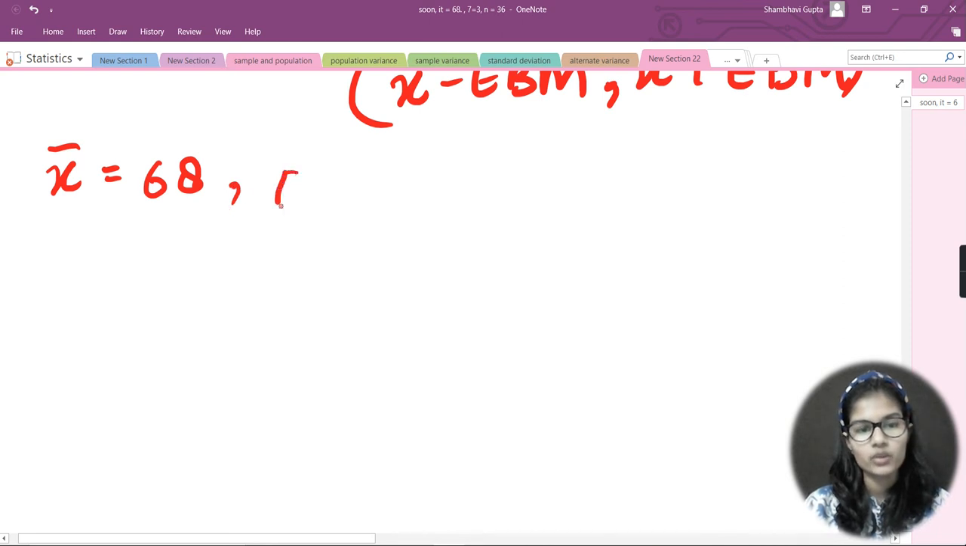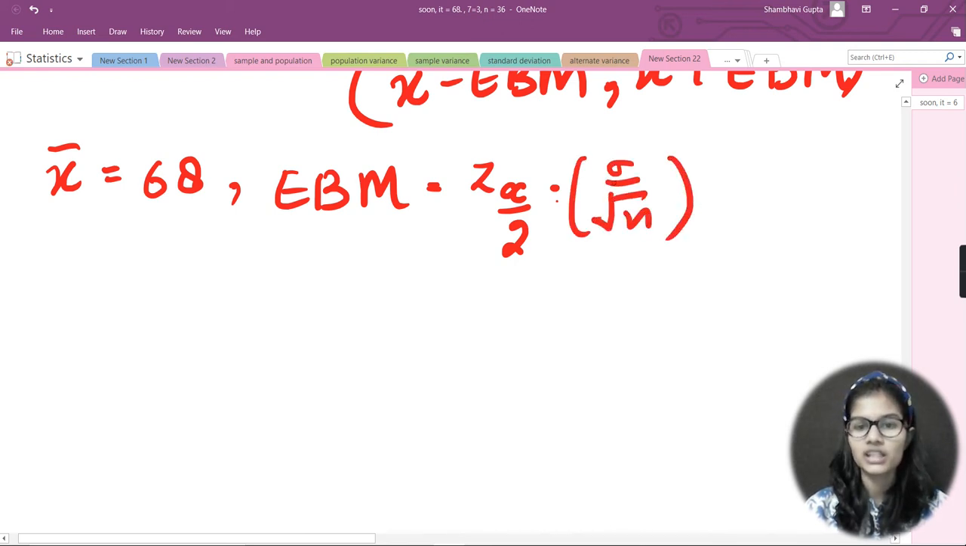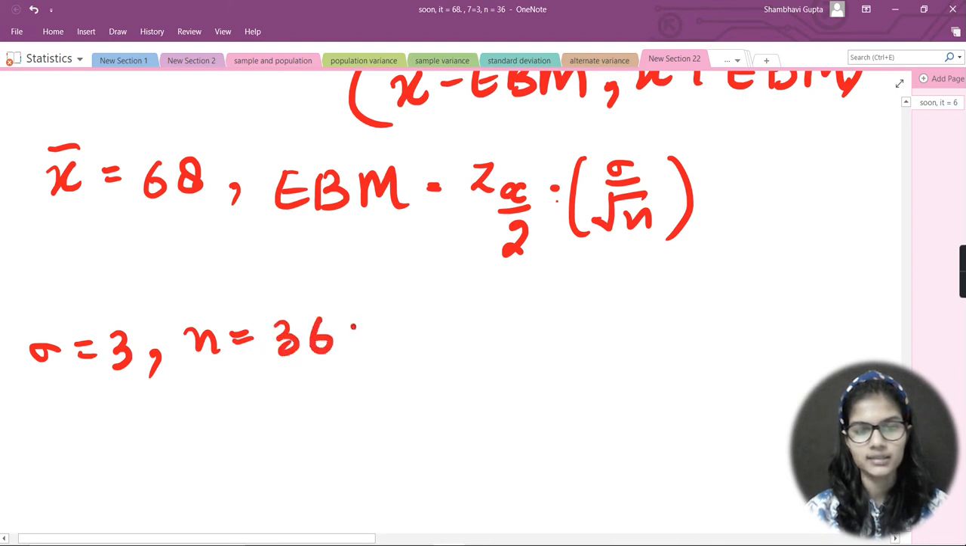Now we even know the EBM. The formula for finding the EBM is Z alpha by 2, where alpha by 2 is the subscript of Z, multiplied by sigma upon under root of n. Sigma is my standard deviation and n is my sample size. We had already discussed these things in the previous video, so I hope you all remember them clearly. Here I am given sigma, which is 3, and n is also given, and that is 36.